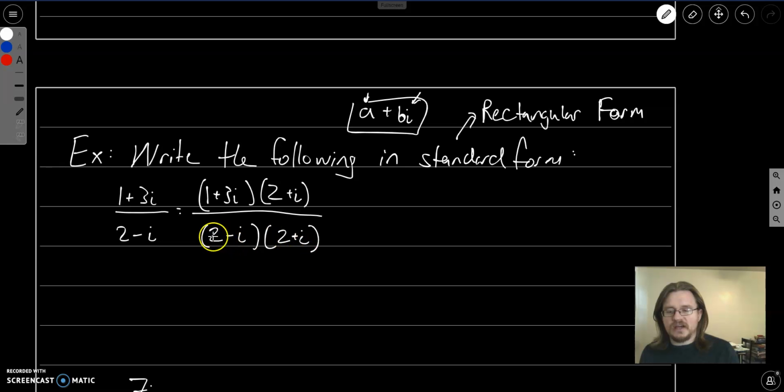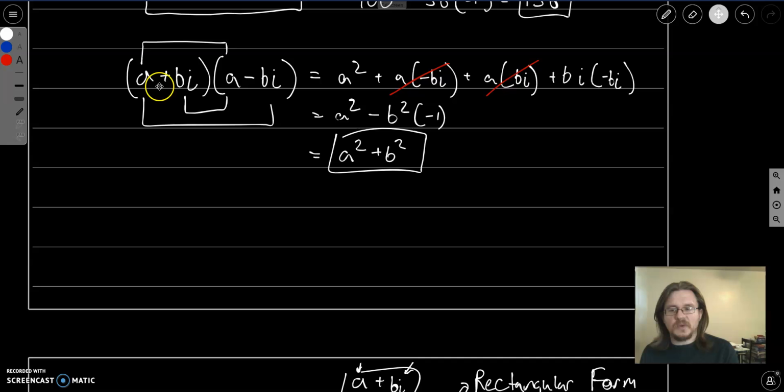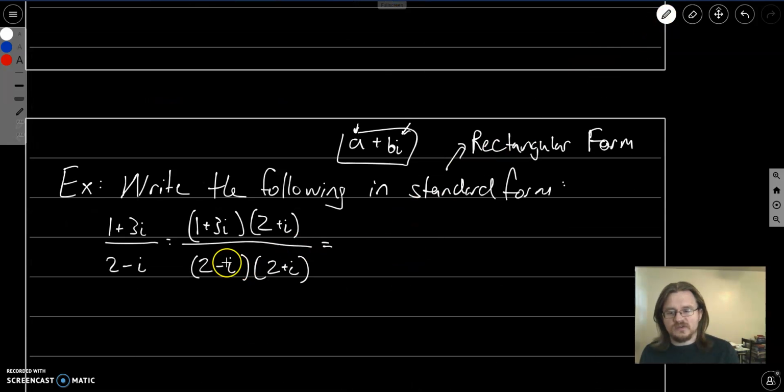So on the bottom here, I've got 2 minus i times 2 plus i. That makes this a real number. And in fact, I know exactly what number it is, because it's a squared plus b squared. So this is going to be 2 squared, which is 4, plus b squared. Well, b is the number in front of the i, which is 1. And that's it. So the bottom simplifies very nicely. 2 times 2 is 4, 1 times 1 is 1, so I get 4 plus 1 on the bottom.